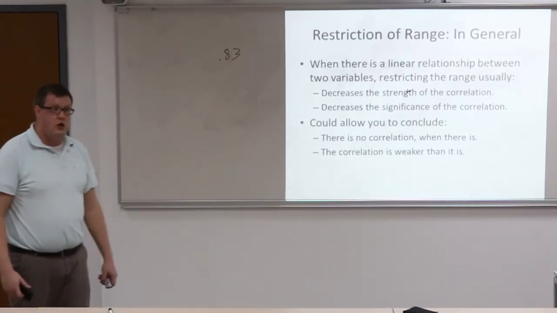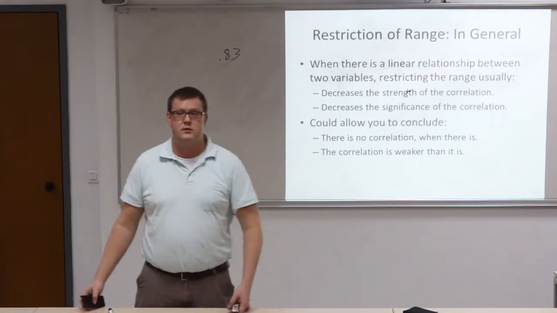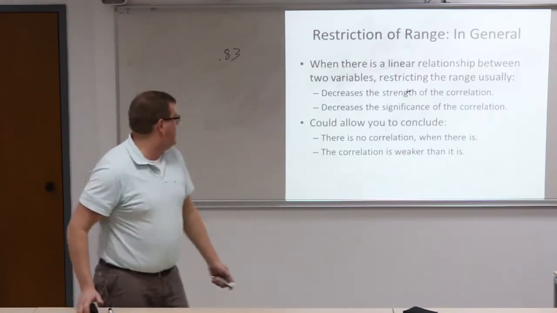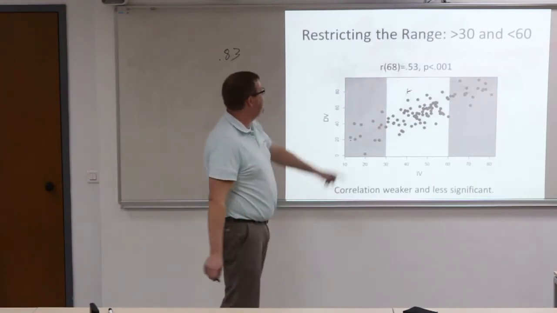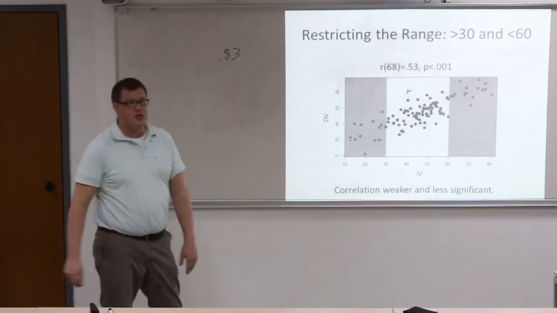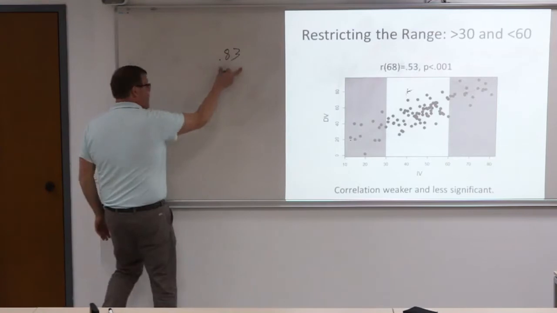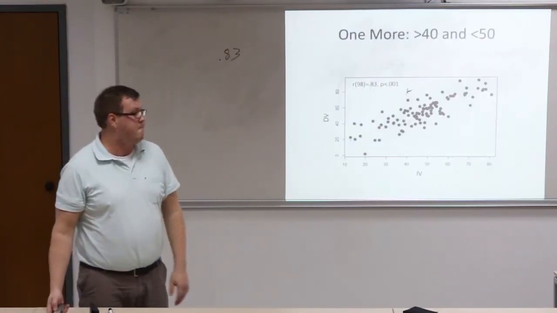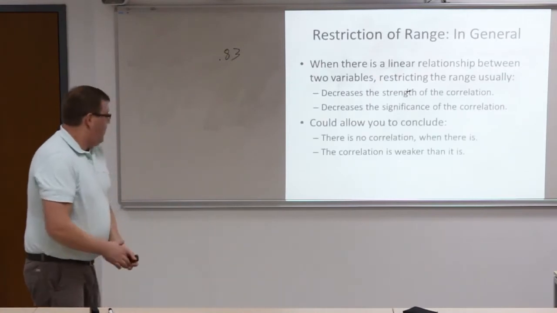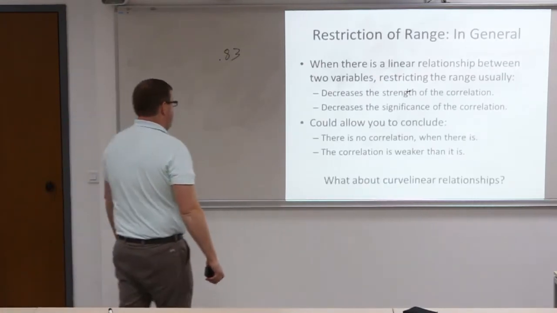You can also conclude that the correlation is weaker than it was, right? So even in the previous examples where we found significant relationships, the correlation was weaker than it was in the population, right? So this could be a problem.